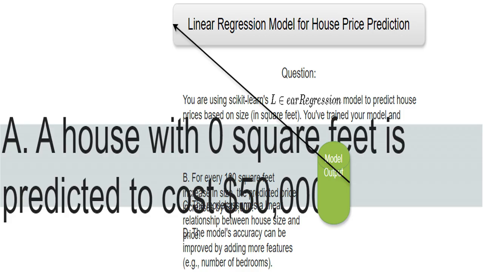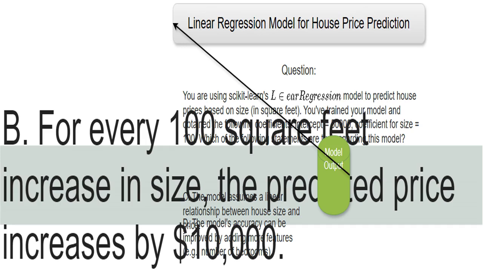This statement checks your understanding of the intercept in a linear regression model. The intercept represents the predicted value when the predictor, house size, is 0. This tests if you understand how the coefficient relates to changes in the predicted house price. The coefficient represents the change in price for a 1-unit increase in size.